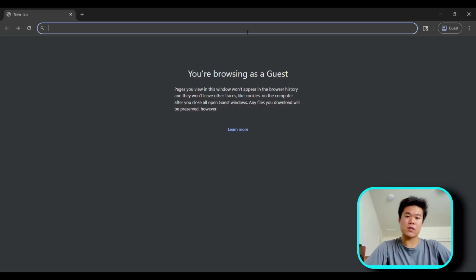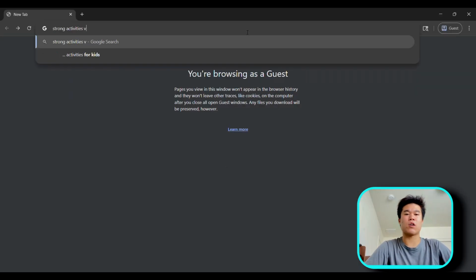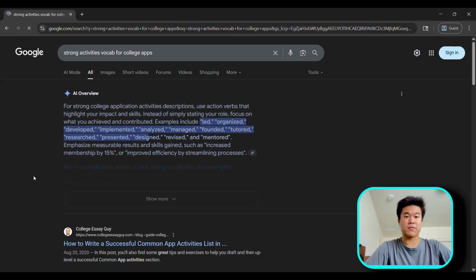My recommendation is you search up on the internet the strong activity and award list vocab. And feel free to save those characters by using commonly used abbreviations, but if it's a unique abbreviation your school only uses, make sure you write that down, or if not, in the additional information section.